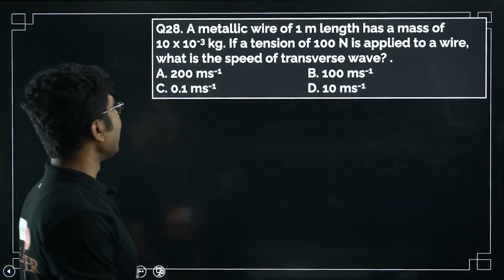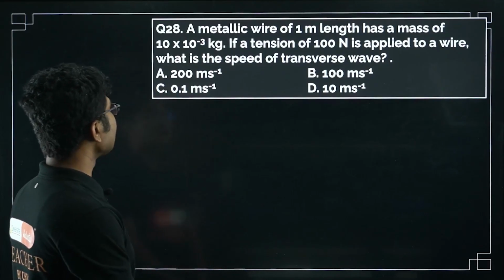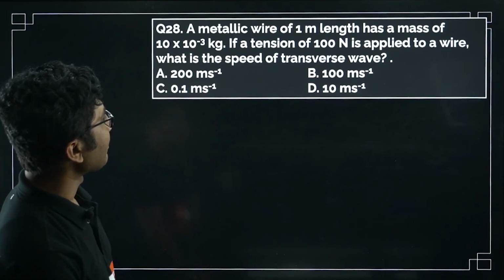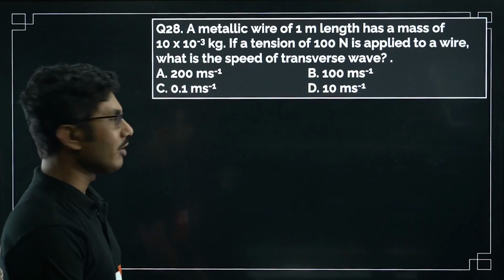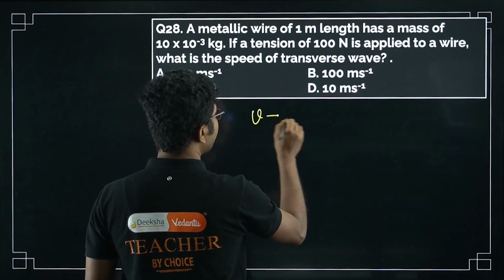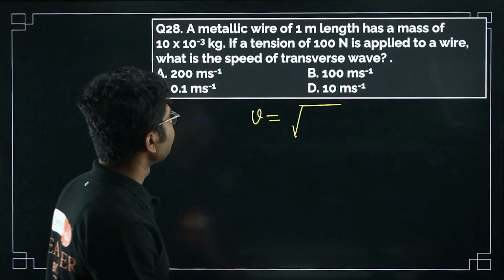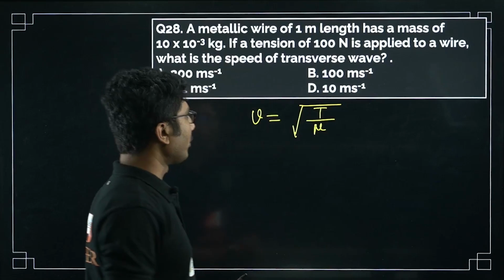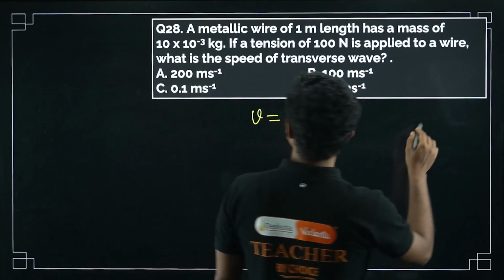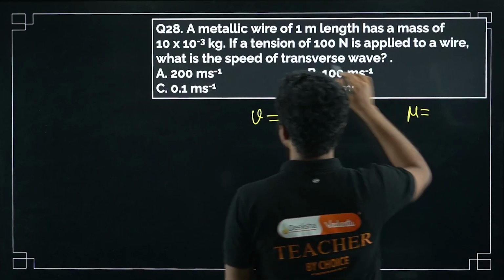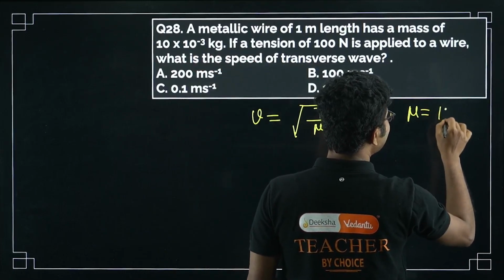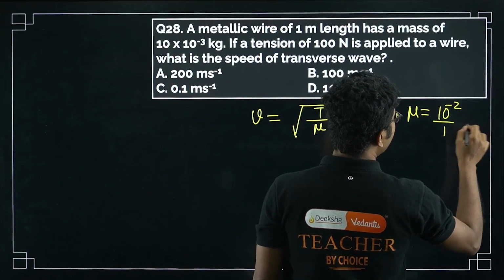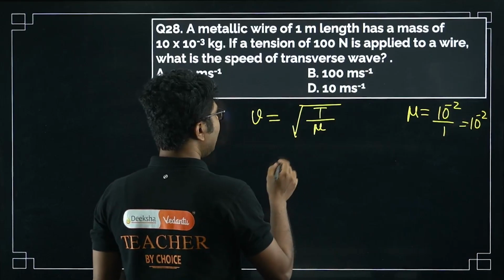Next question. A metallic wire of 1 meter length has a mass of 10 into 10 to the power of minus 3 kilograms. If a tension of 100 Newton is applied to the wire, what is the speed of transverse wave? So speed of transverse wave is basically given by square root of tension divided by mu. Now what is the mu of the wire? Mu is mass per unit length. So mass is 10 into 10 to the power of minus 3, that is 10 to the power of minus 2, and length is 1 meter. So it will be 10 to the power of minus 2 is the mass per unit length.